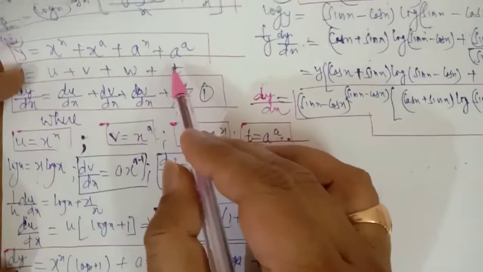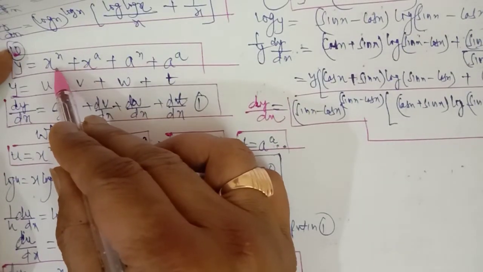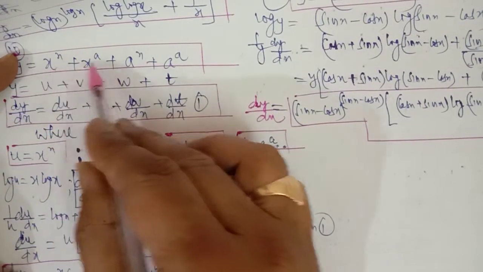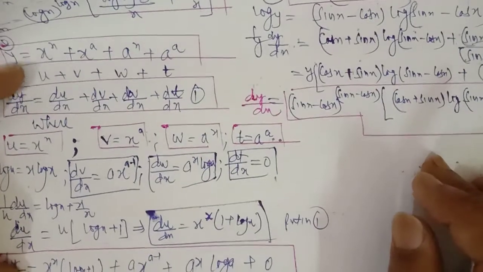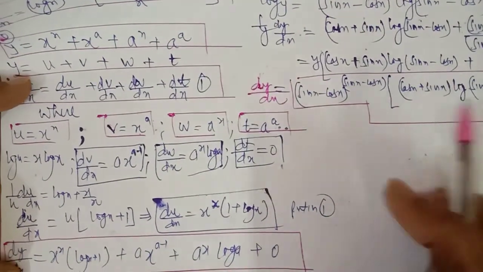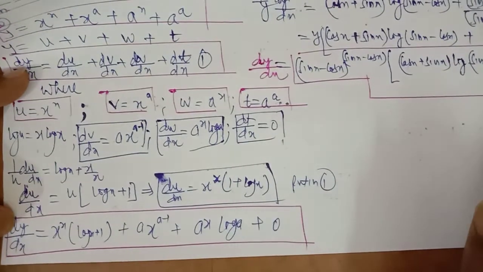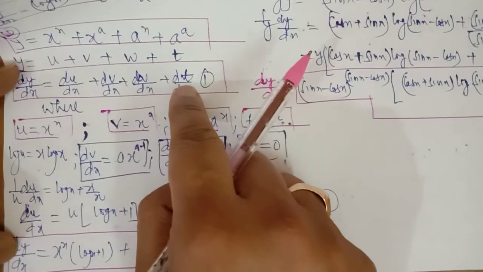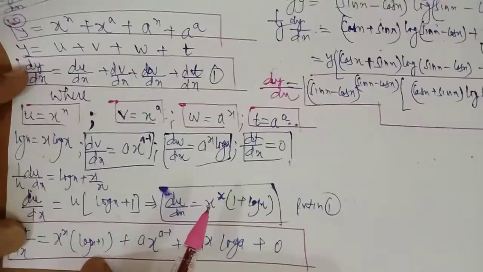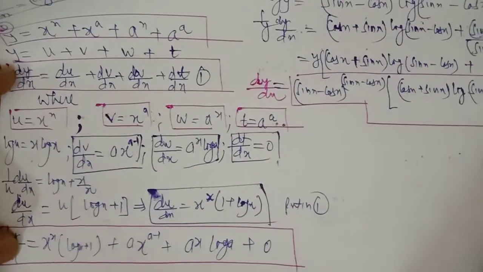So in these 4 terms, we have to take the log in only one term, whereas the remaining terms can be differentiated without taking the log. So put the value of du upon dx, dv upon dx, dw upon dx, dt upon dx in this step number 1. You'll get dy by dx. So it is a good question.